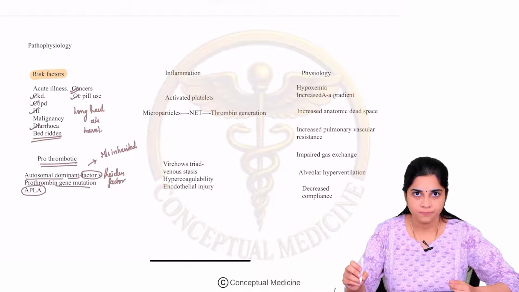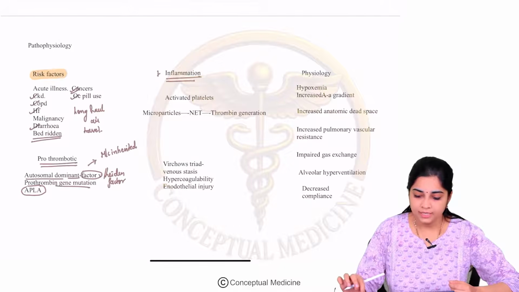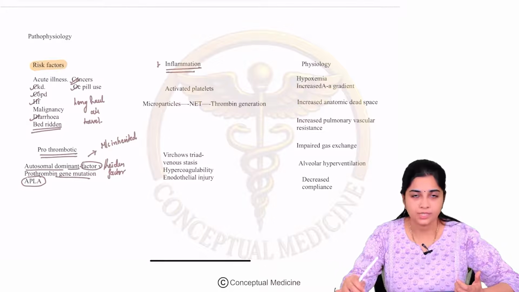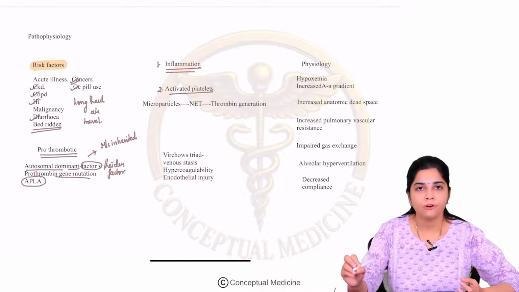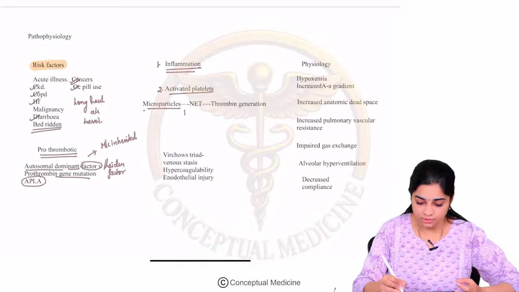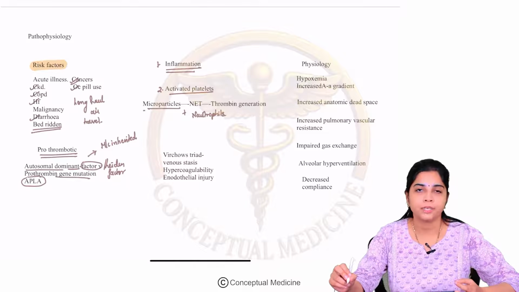Now let us understand the underlying pathophysiological process responsible for the formation of these clots. The first and most important is that VTE is associated with a background of inflammation, a background of unchecked inflammation. Second, there can be activation of platelets, and these platelet microparticles then stimulate neutrophils. Unwanted or excessive activation of platelets results in the formation of platelet microparticles which stimulate the neutrophils.